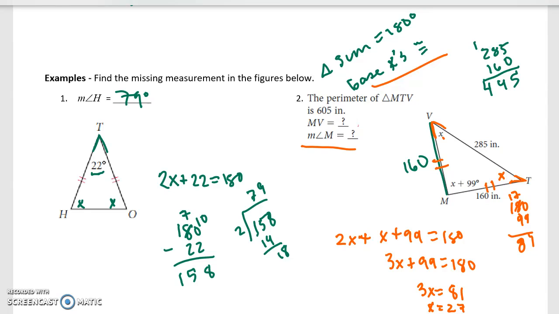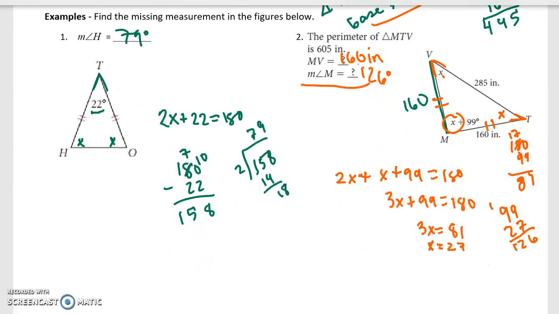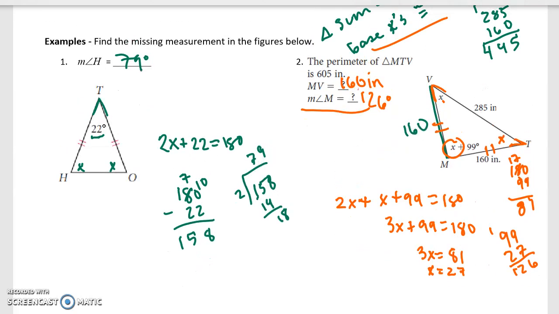But then it asks us for the measure of angle M, so we have to substitute x in. So 99 plus 27 is 126 degrees, and this is 160 inches. I want to make sure I have a proper label on that. So those were two example problems using our new conjectures. Take a look at the homework and review the notes if needed.